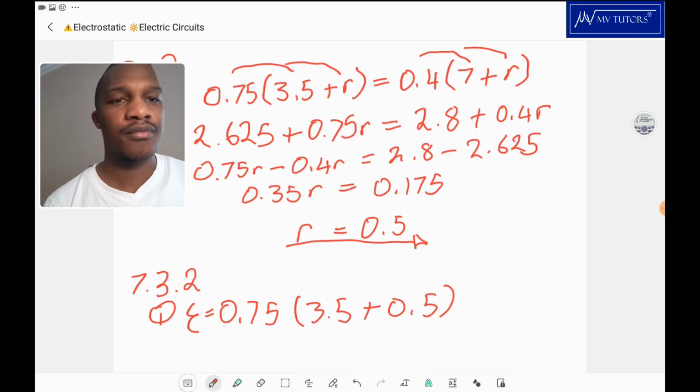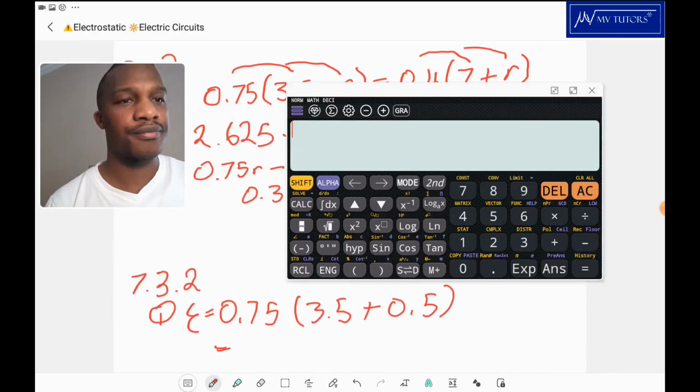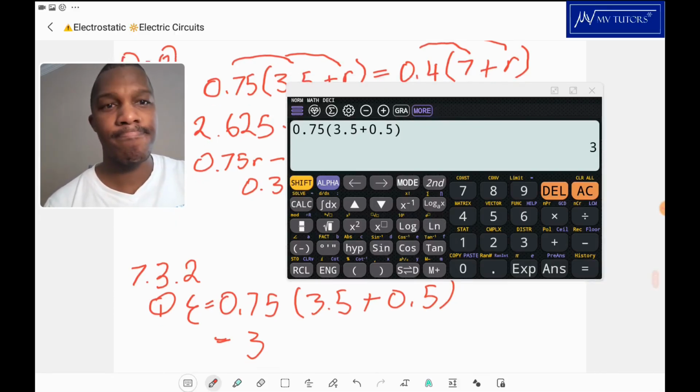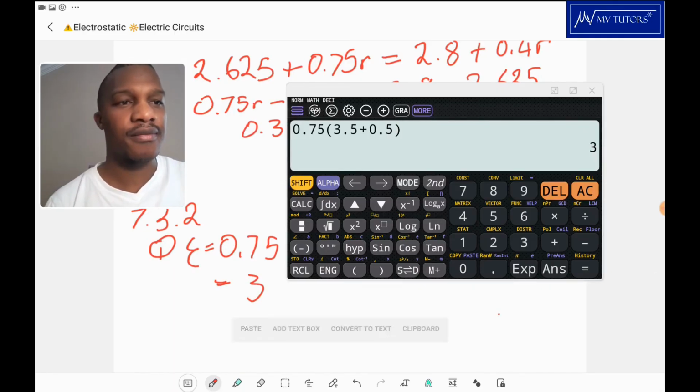Let's see what answer we get there. We'll put that in a calculator. So we've got 0.75, open brackets, 3.5 plus 0.5, close brackets. I get 3. What are the units there of EMF? Let me know in the comment section once again.